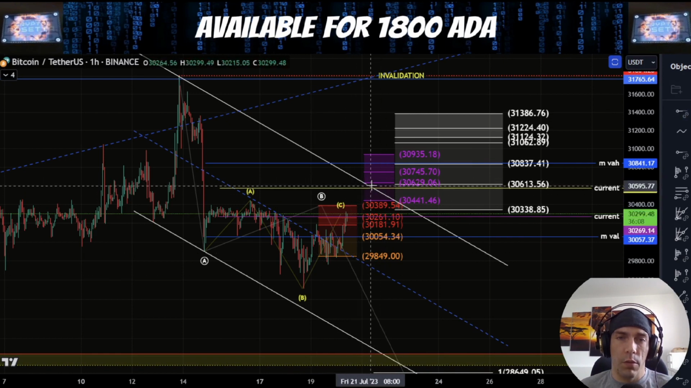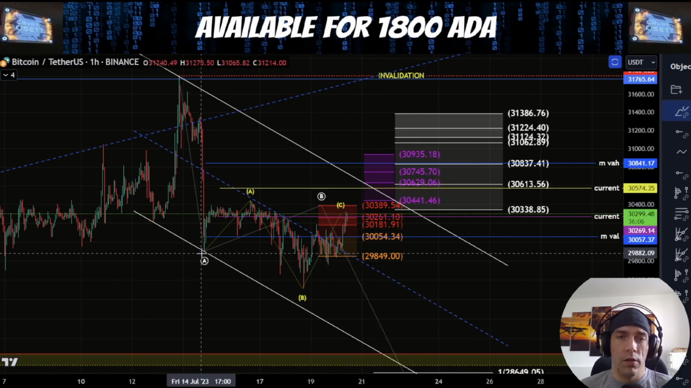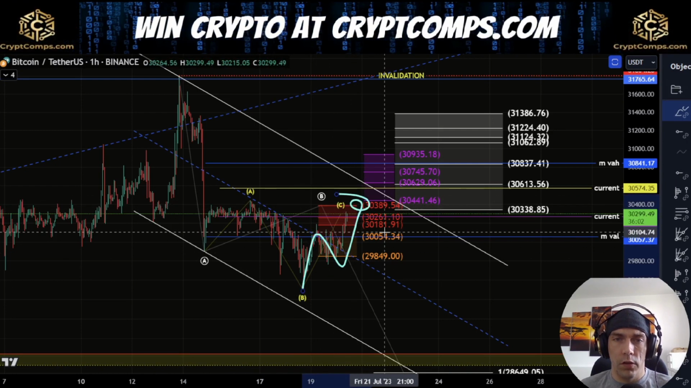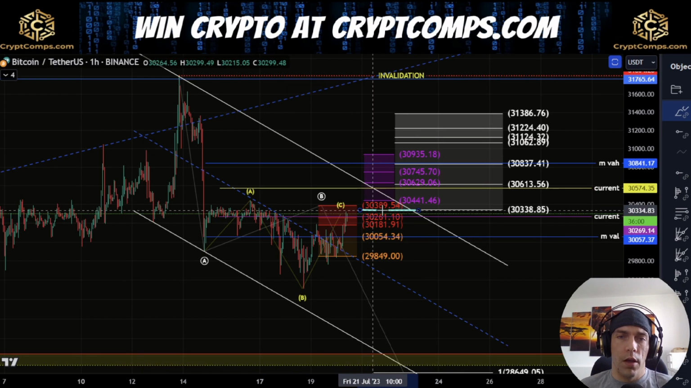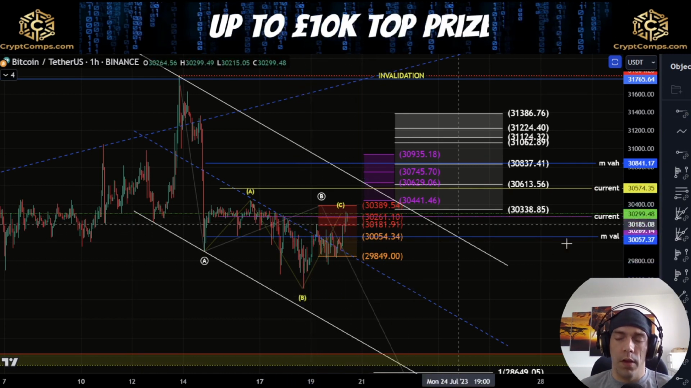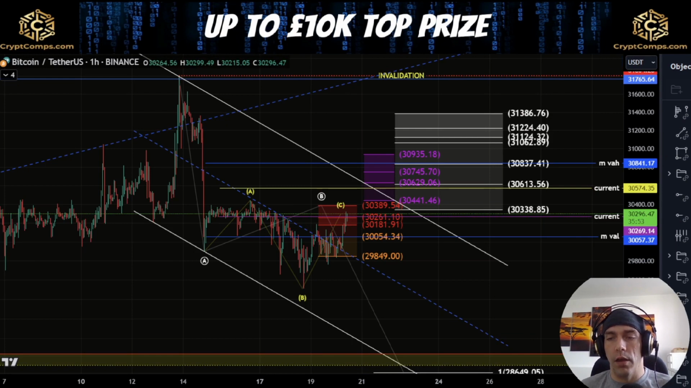This would also align with coming back to this channel. It is technically possible that this move could push up a little bit higher, but once it starts to cross 30,389, it becomes less likely that this is going to be a Y wave, so it would be more likely that the other count is in place.